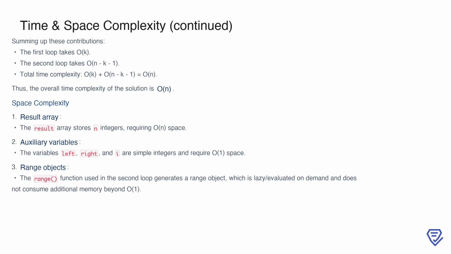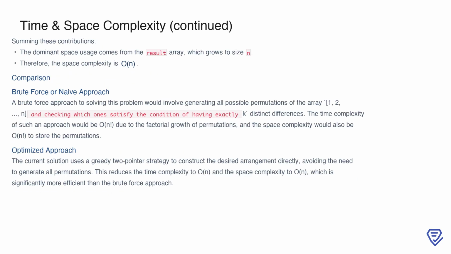Shifting to space complexity, the main contributor is the result array, which stores n integers, requiring O(n) space. Additionally, the auxiliary variables such as left, right, and the loop variable i are simple integers and consume only O(1) space. The range object used in the second loop is evaluated lazily, meaning it doesn't explicitly store all elements in memory, and thus it also requires O(1) space. These considerations demonstrate that the space complexity is dominated by the result array, making it O(n). When we sum up the space usage, the result array, which grows to size n, is the primary factor, leading to a space complexity of O(n).